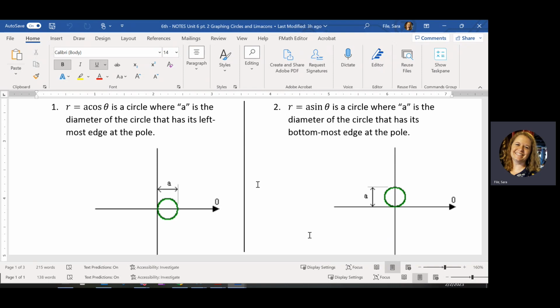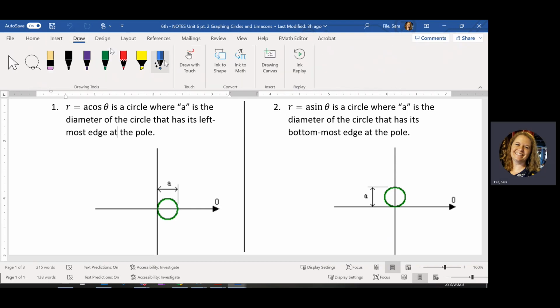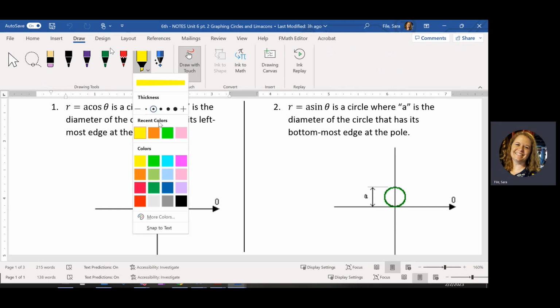We talked about in our previous notes that if you just had R equals a number and there was no theta, that was a circle also, right? It was a circle centered at the pole, and that R was the radius. The difference here is these circles are not centered at the pole.